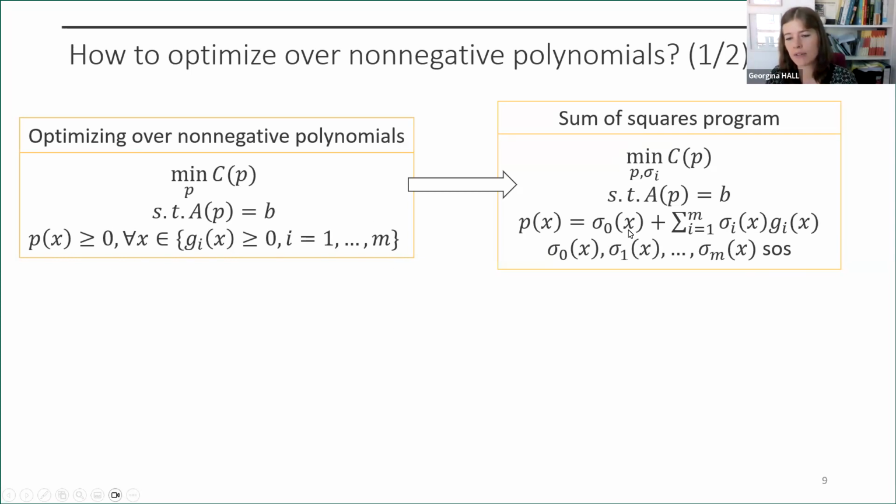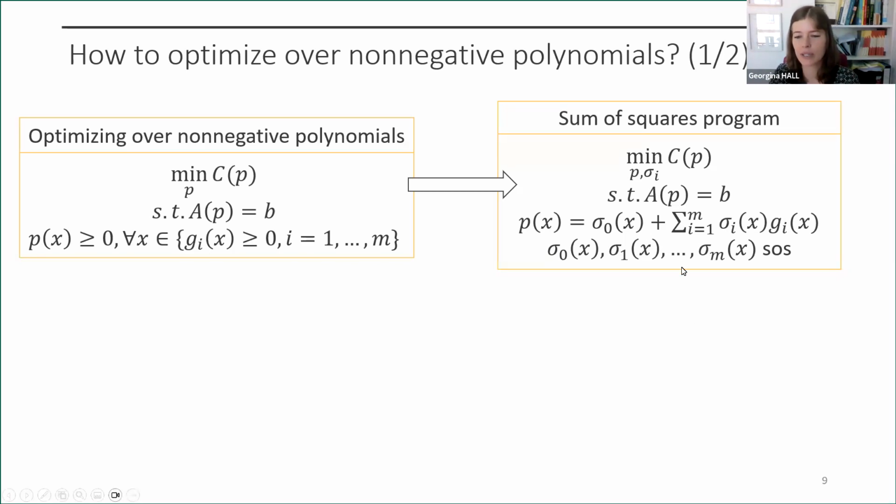So here we have sigma 0 of X non-negative, and g_i of X, because we're within this set, is non-negative. So the product of these two is going to be non-negative. So P of X overall is going to be non-negative whenever g_i of X is non-negative. So essentially, we have this constraint implies this constraint.